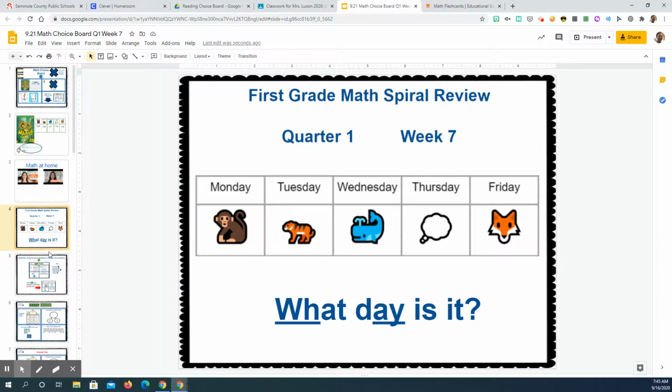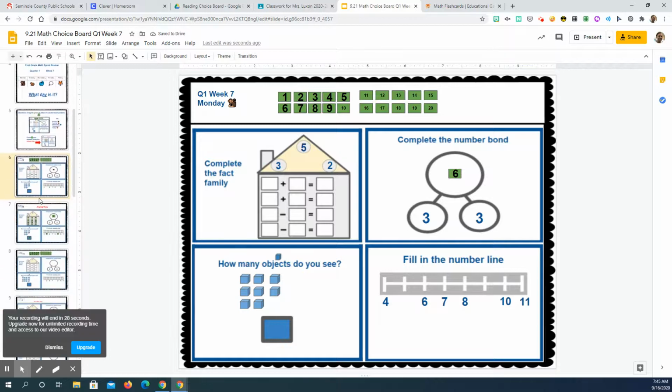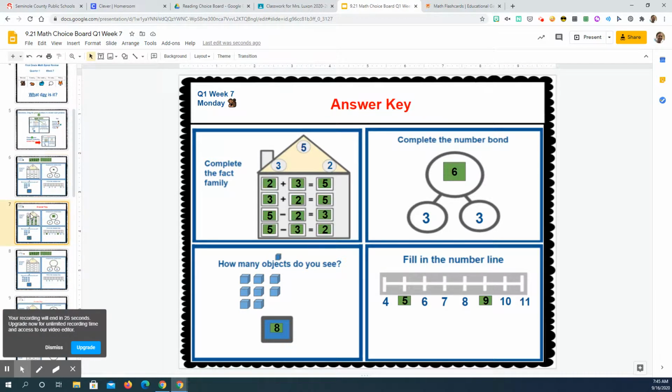And then down here is where they do the problems for each day, and it's a spiral review. And so let's say it's Monday. They know to look for Monkey Monday, and then here they can complete these problems. And what they're able to do is they're able to kind of drag these numbers up here. And so they know number bonds, 3 plus 3, okay, 6. And so they'd be able to drag that in there. And then there's also an answer key for them to be able to check out their answers.